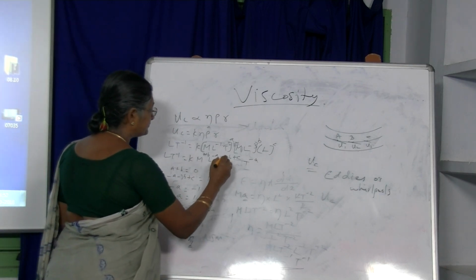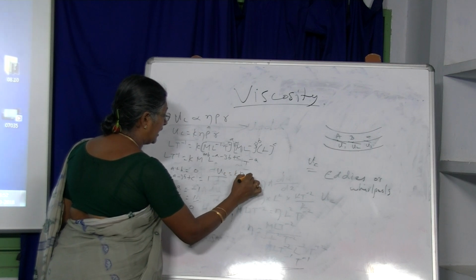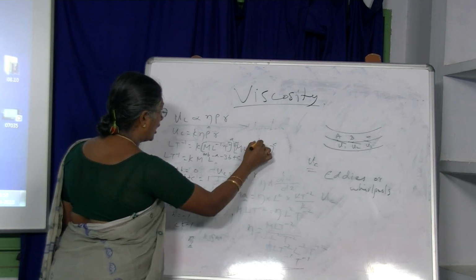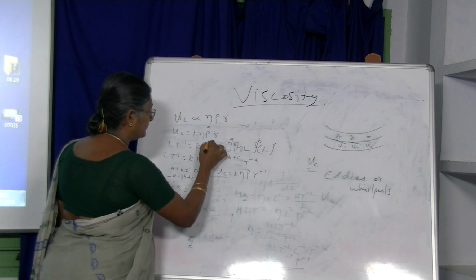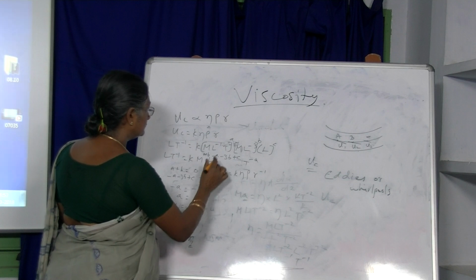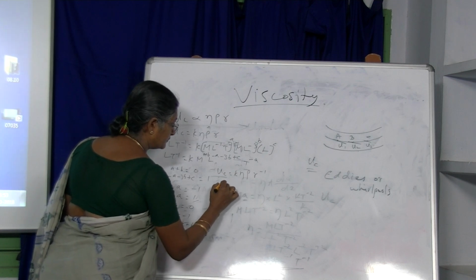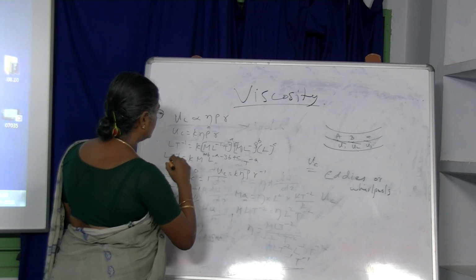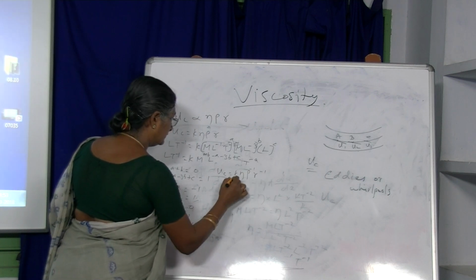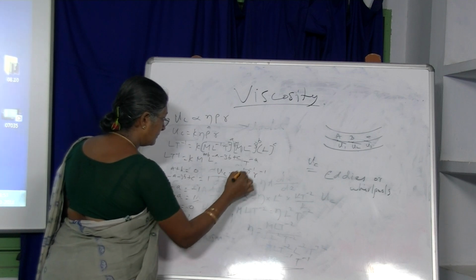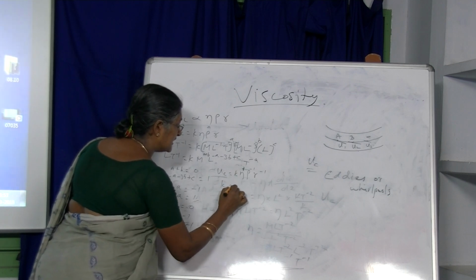Now you substitute here. So Vc is equal to K eta rho R. Here R power C, where the C value is minus 1, and rho power B is again minus 1, and the eta value is power A, which is plus 1. So K is equal to Vc by rho R.